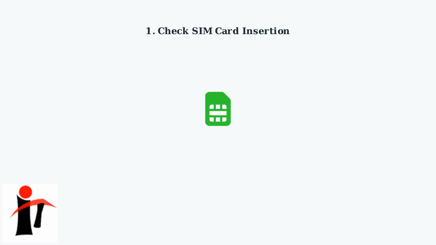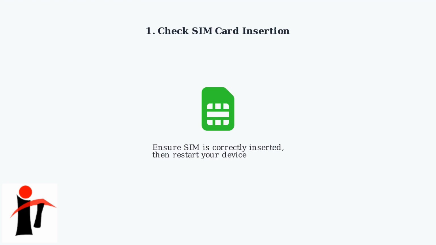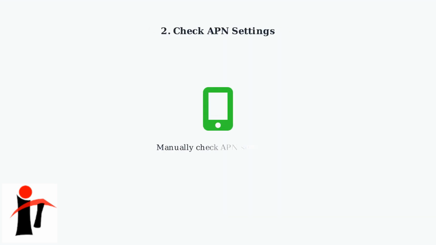Start by ensuring your SIM card is correctly inserted and restart your device. Next, manually check your APN settings under your device's mobile network settings. Ensure it matches the correct Optus APN. Optus often configures these automatically, but manual entry may be needed.